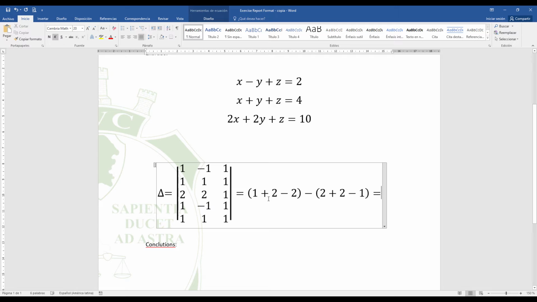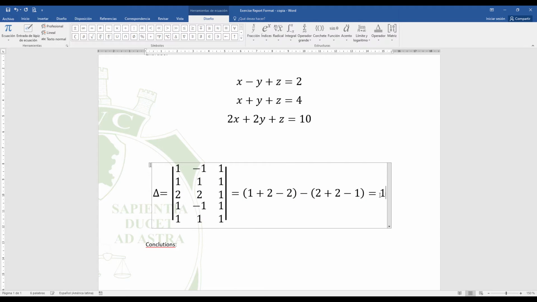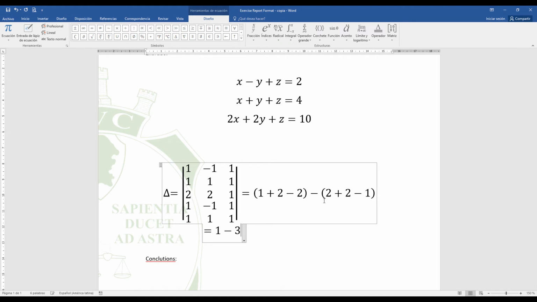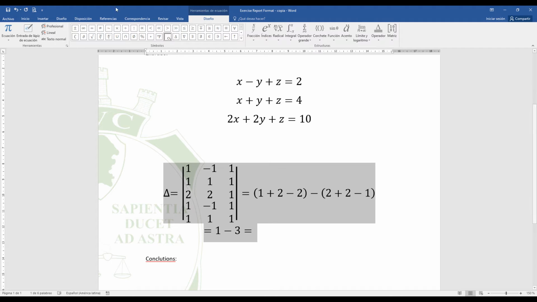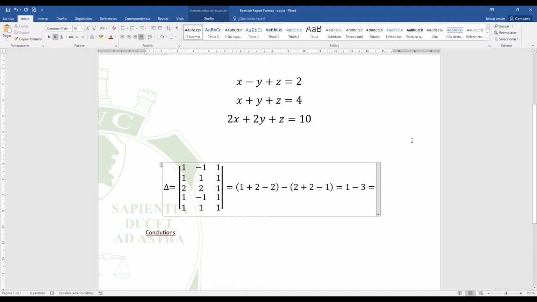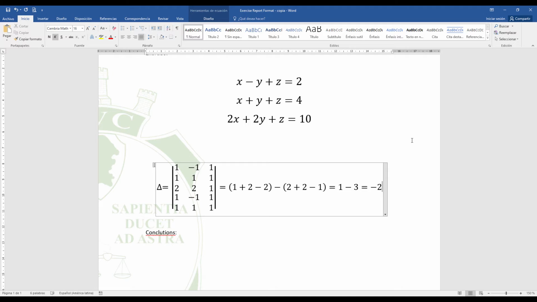So this is 0, here is 1, and this is 4 minus 1, which is 3, and minus 3. Let me reduce a little the size of that equation. In that case it is minus 2. So this is the value of delta.